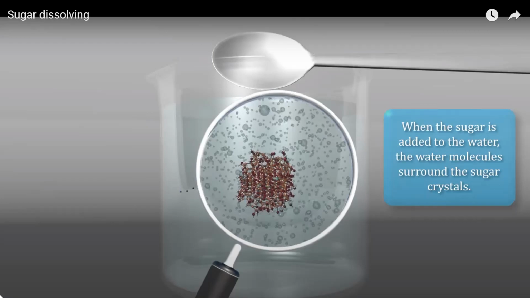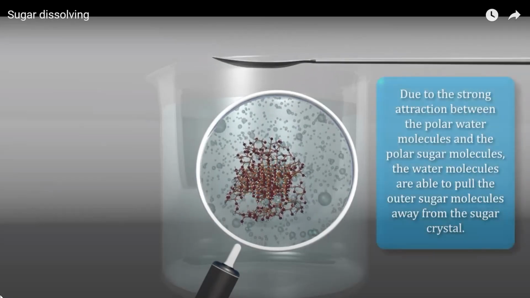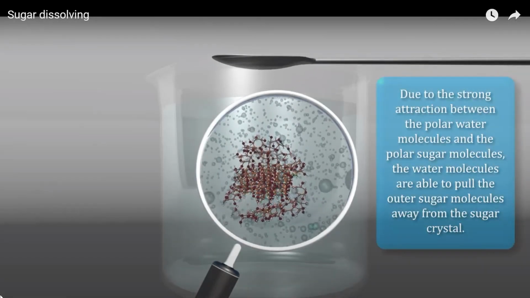Okay, so when sugar is added to the water, the water molecules surround the sugar crystals. Now, water molecules are polar, yes? They have a positive end and a negative end. Sugar molecules are also polar. They have positive regions and negative regions. So the water molecules can surround them.